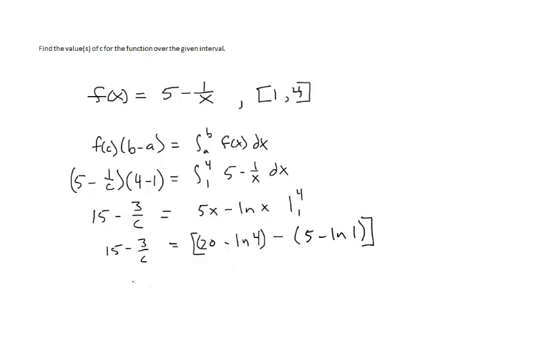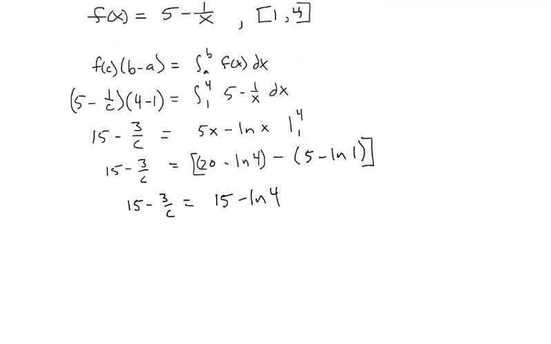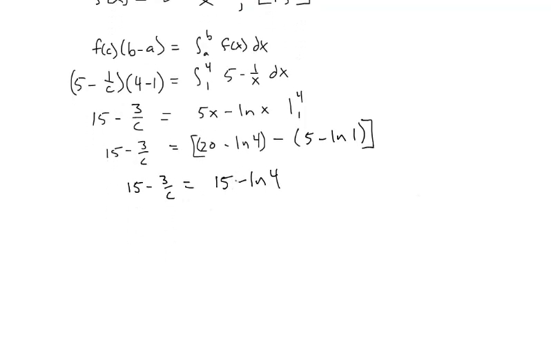And now when we simplify the right side, we get 20 minus 5 is 15, and then minus the ln of 4. And remember, the ln of 1 is 0, so we don't have to worry about that. And now we have 15 on either side, so those are going to cancel each other out. Subtract 15 from both sides. And now I have negative 3 over c is equal to negative ln of 4 over 1.